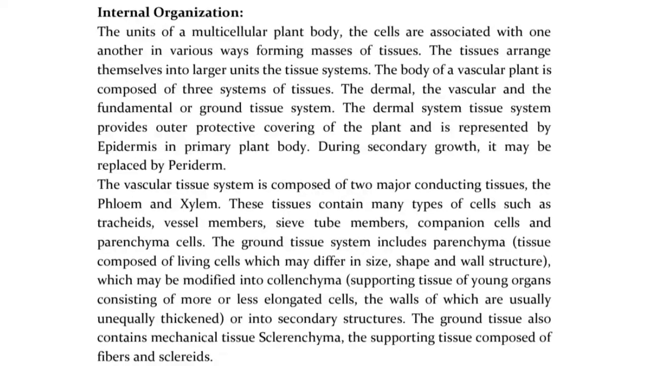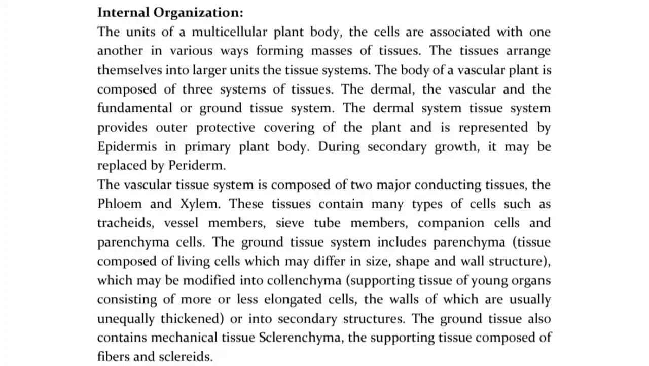or ground tissue system. The dermal tissue system provides the outer protective covering of the plant and is represented by epidermis in the primary plant body. During secondary growth, it may be replaced by periderm. The vascular tissue system is composed of two major conducting tissues, the phloem and xylem. These tissues contain many types of cells such as tracheids, vessel members, sieve tube members, companion cells, and parenchyma cells.